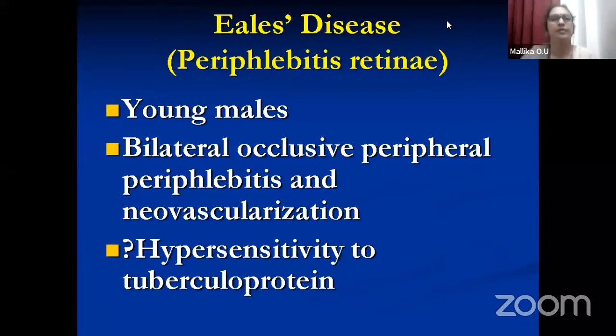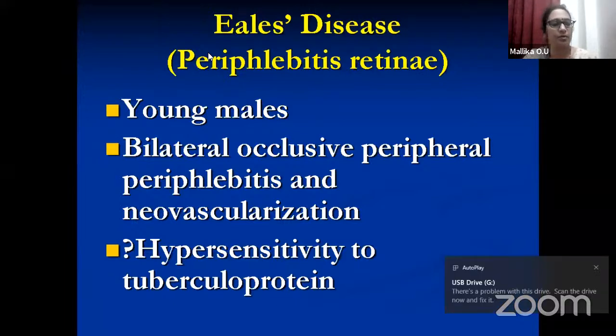So yesterday we discussed diabetic retinopathy and central retinal vein occlusion.